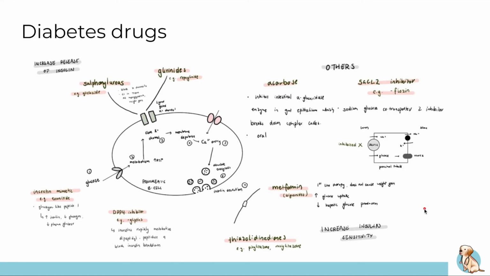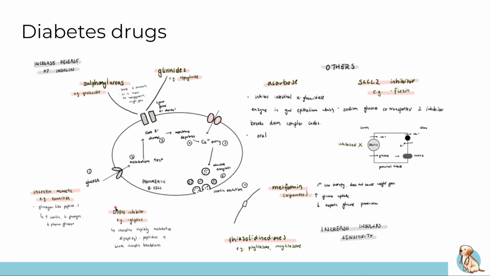Now, diabetes drugs we more or less have to just rote learn, but I think it's useful to understand the mechanism of action. Firstly, let's think about drugs that can either increase the release of insulin or increase insulin sensitivity. Sulfonylureas and glinides block potassium channels and increase secretion of insulin. Over here we have incretin mimetics and DPP-4 inhibitors, which are similar. Incretins are hormones released after eating, and they augment the secretion of insulin. So mimetics, glucagon-like peptide 1, have the same effect.